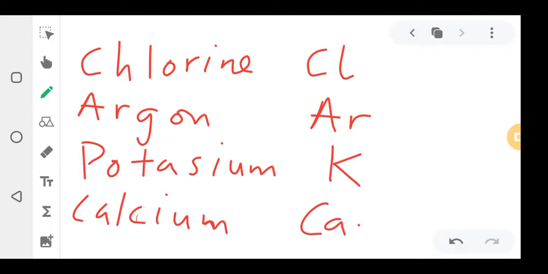Each of these elements has got an atom. So the atom of chlorine, the atom of argon, the atom of potassium, of calcium, all these are elements. When you break chlorine, argon, potassium, you get the smallest particle of each of these elements, which is what is called an atom. An atom is the smallest particle of the element that can take part in a chemical reaction.